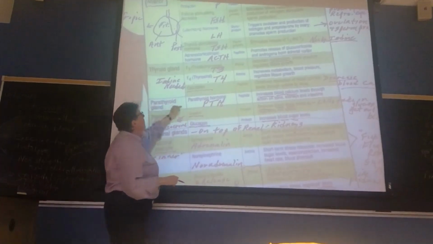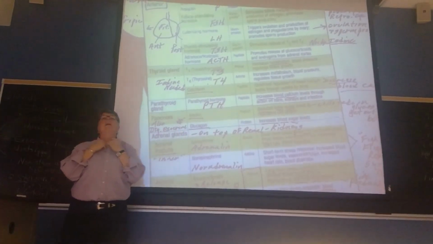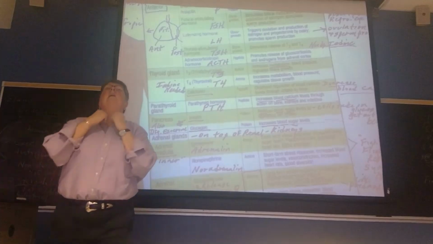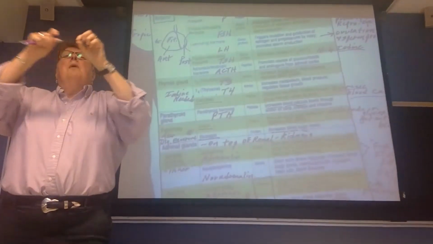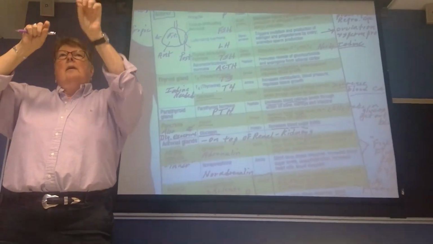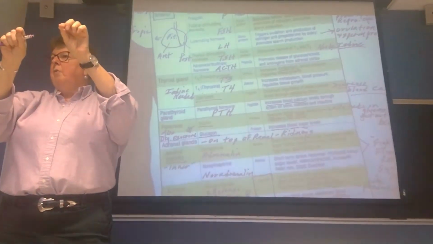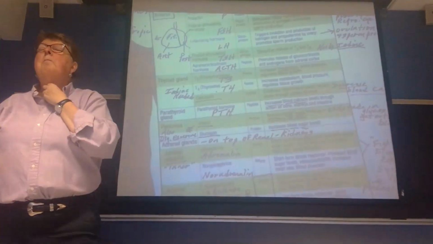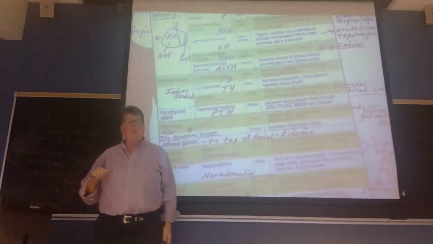Where are the parathyroid glands? They're on the thyroid gland, here at the base of the neck. There's a butterfly-shaped thyroid, and you've got one parathyroid here, here, here, here. So you've got 4 parathyroids that are embedded into the thyroid gland.